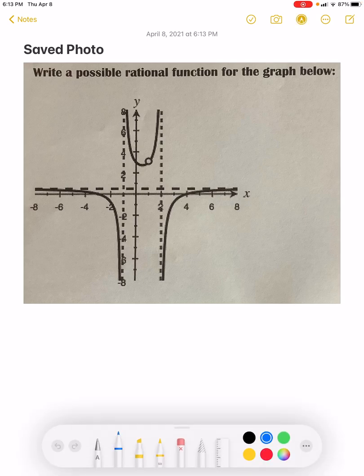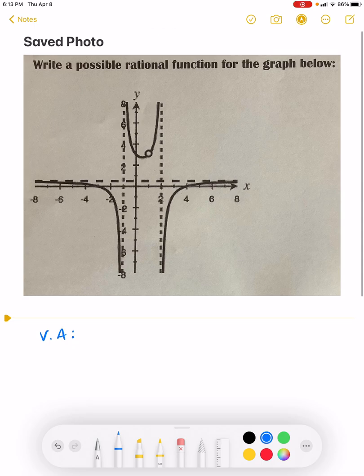All right, so what we're going to go over in this video is how we can write the equation of a rational function given the graph, okay? It's really pretty easy to do. This won't take too long. So what I always recommend first is that students take a second to write down all the information that we can see from the picture.